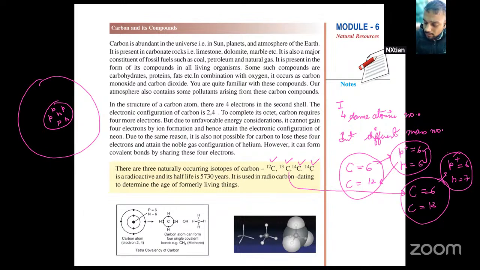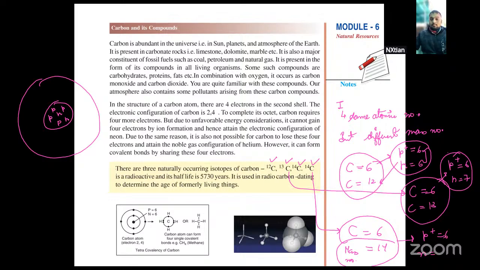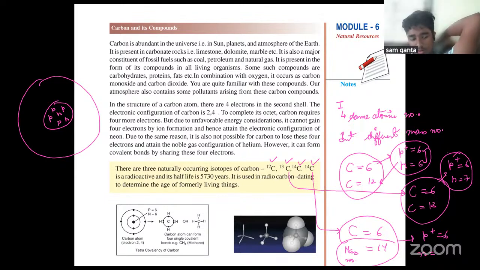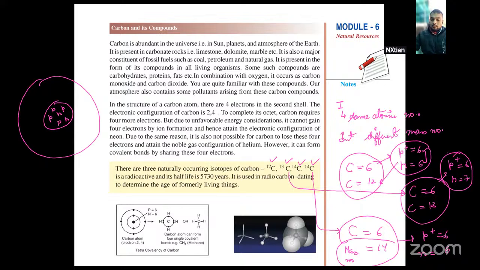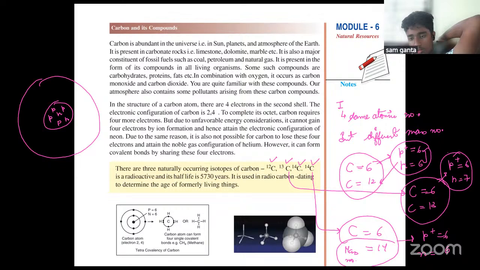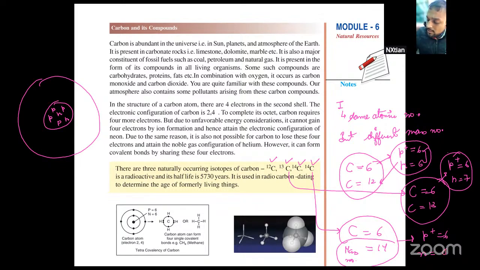If I talk about this, for example, if carbon's atomic number is 6 and the mass number is 14, and the protons are 6, how many neutrons will be there? 6 and 6 would come to 12, but it's 14 here. So neutrons will be 8. So this is called an isotope, in which the atomic number is the same, 6, but the mass number is different: 12, 13 and 14. Did you understand, guys?